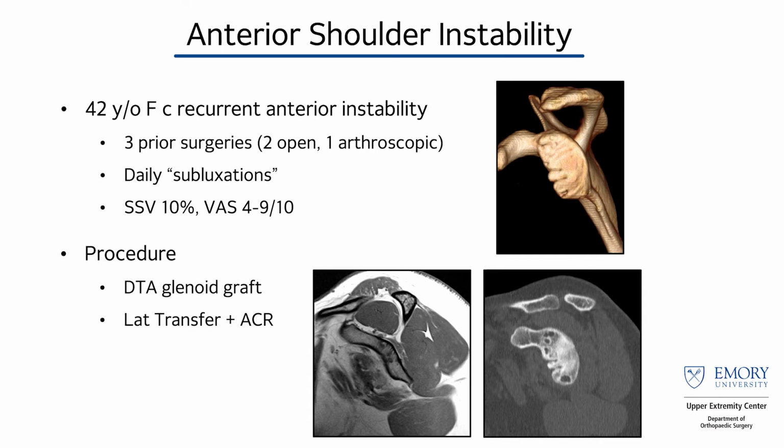I like this one just because it shows what happens after you treat these patients. So this patient had recurrent anterior shoulder instability, 3 prior surgeries, daily subluxations. And as you can see here, she has an irreparable subscapularis tear, and she has pretty significant anterior glenoid bone loss. So we did a distal tibia allograft to reconstruct that bone loss, and we did a latissimus dorsi transfer with an anterior capsular reconstruction to rebuild that irreparable subscapularis.